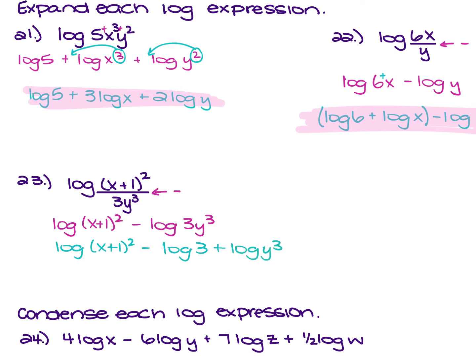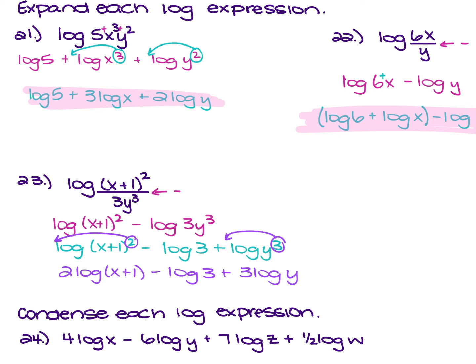Lastly, bring those powers to go in the front. The 2 goes in the front of that log, and the 3 on the y goes in front of its log. So that's going to give you 2 times log of (x plus 1) minus log of 3 plus 3 times log of y. Again, just like with the last one, if you want to put the parentheses around the log of 3 plus the 3 times log of y, you can do that. Do you need them? No.